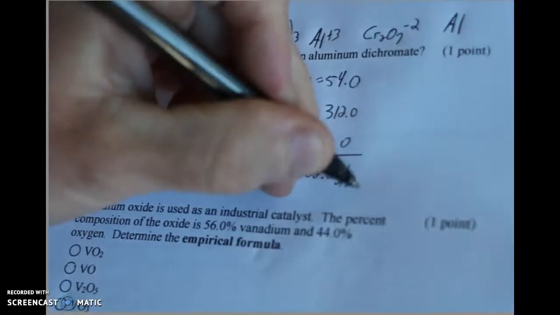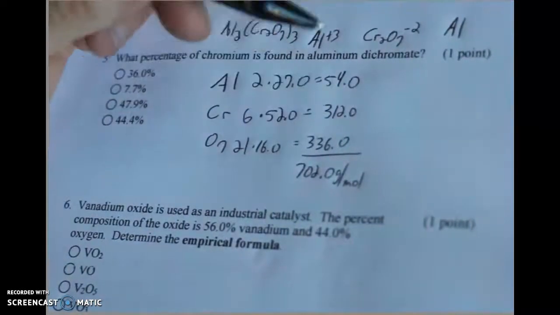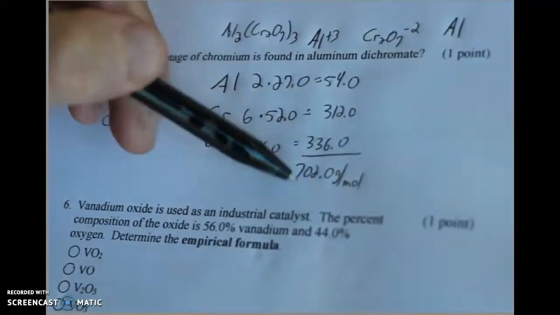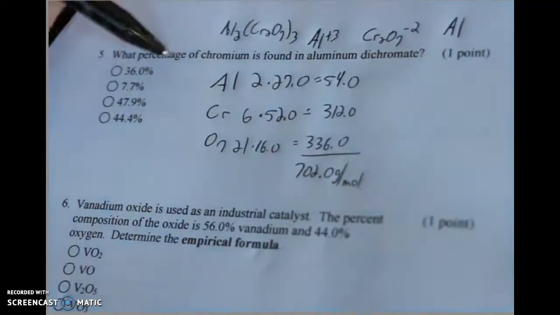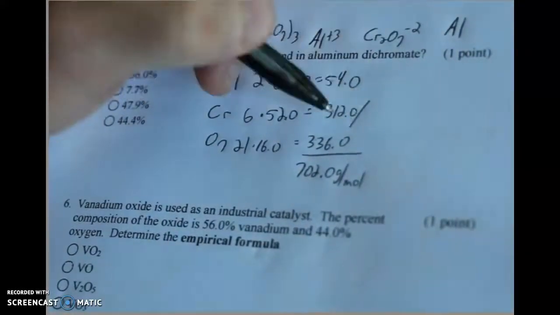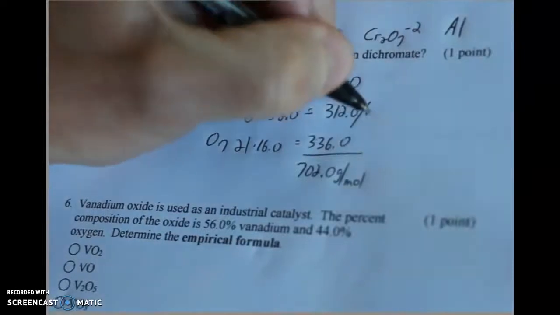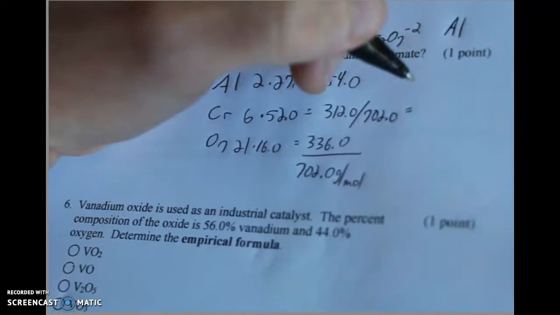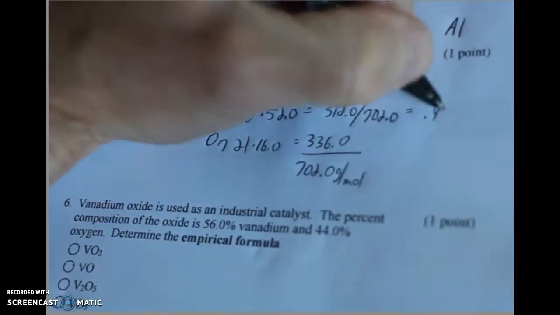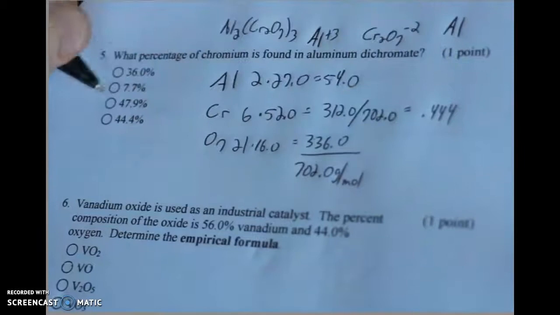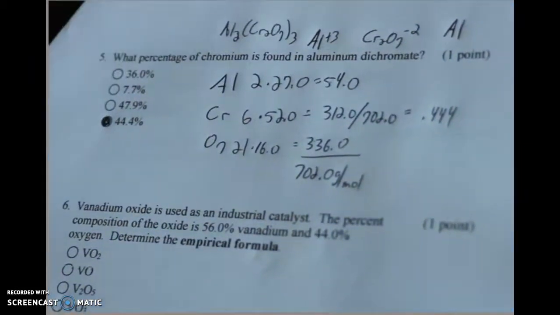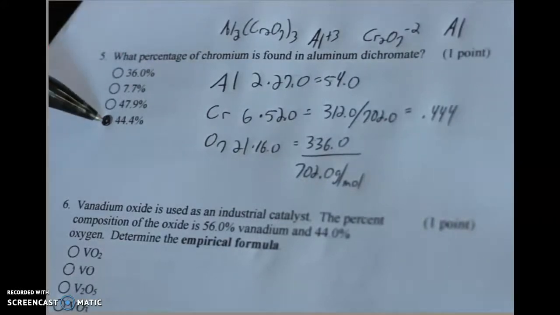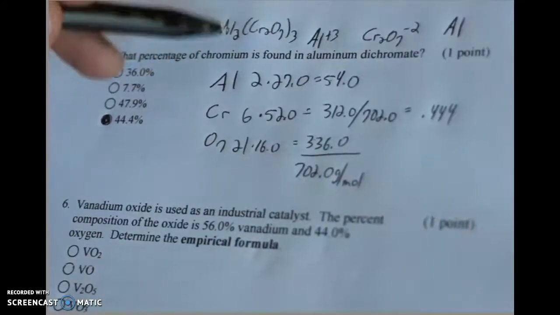You add all that up, and it's 702.0 grams per mole. Now remember, I said percentages are a part divided by the whole. These are the three parts, and this molar mass is the whole. Now all we're worried about is chromium, so all I really have to do is take that 312 and divide it by that 702.0, and it's going to give you a decimal. It's going to be 0.444 repeating. You multiply that by 100, and you get 44.4%. So what that's telling you is chromium makes up 44.4% of this compound.